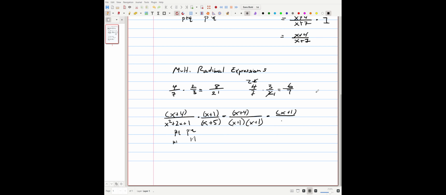Look, we have the same term in the numerator of the second rational expression, so we can just cancel these. And so what are we going to have left over? Well, just x plus 4 on top, and then (x + 1) times (x + 5) on the bottom.